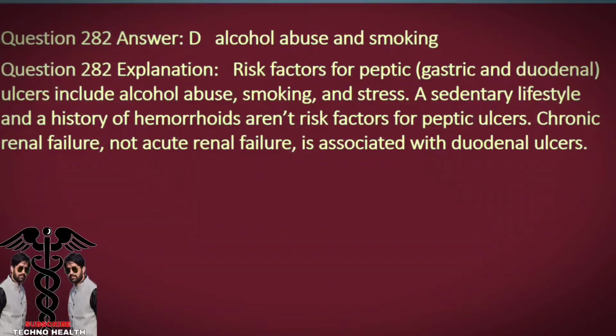Question 282. Explanation: Risk factors for peptic, gastric and duodenal ulcers include alcohol abuse, smoking, and stress. A sedentary lifestyle and a history of hemorrhoids aren't risk factors for peptic ulcers. Chronic renal failure, not acute renal failure, is associated with duodenal ulcers.